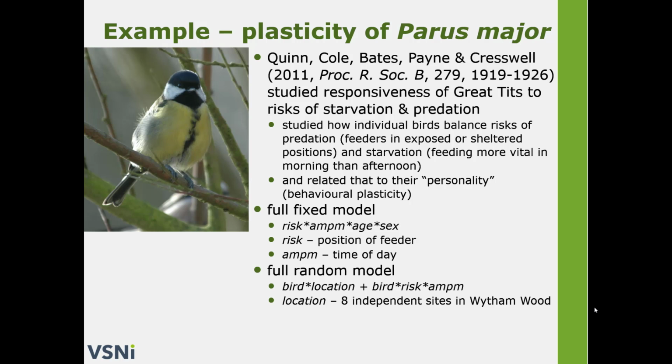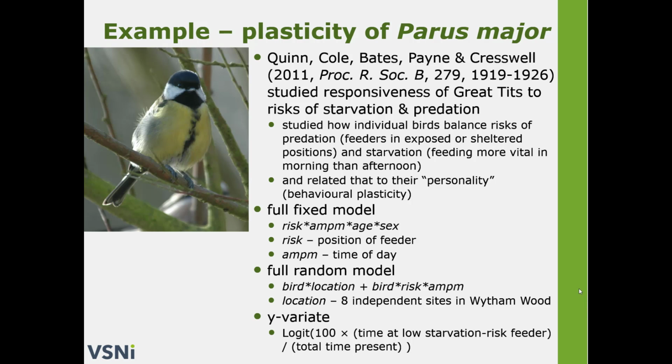The full random model has the individual birds and location, the location being 8 independent sites in Wytham Wood near Oxford, and the 3-way effects of bird, risk and AM/PM. But of course the terms that are in the fixed model will be removed automatically from the random model by REML, so that's just a short way of saying bird with its risk and AM/PM within bird. The Y-variate is the logit of the percent time at the low starvation risk feeder.